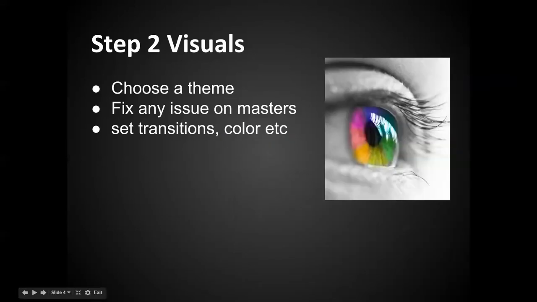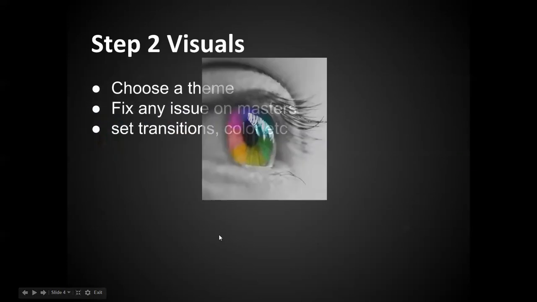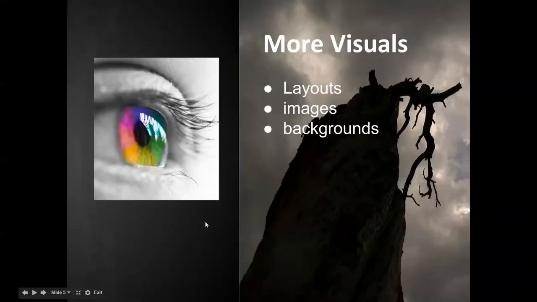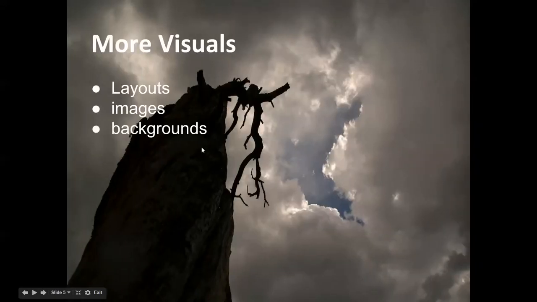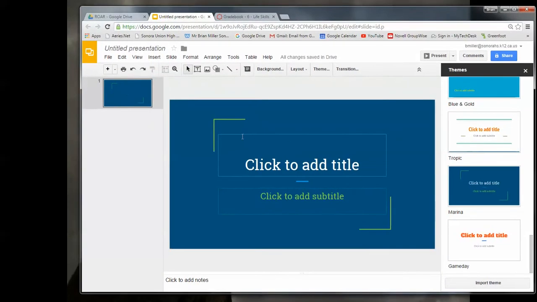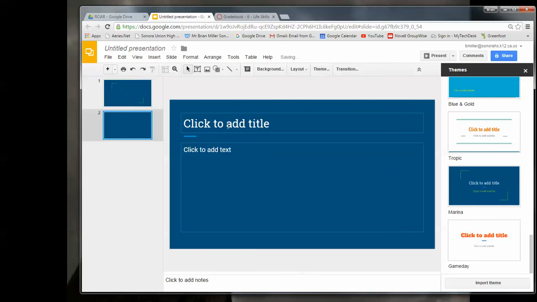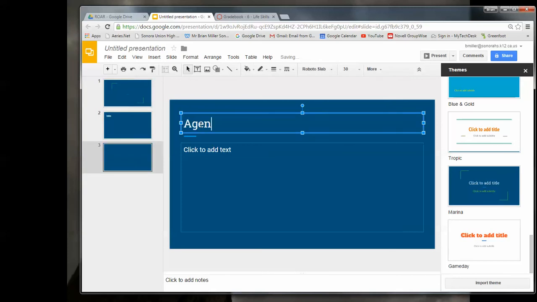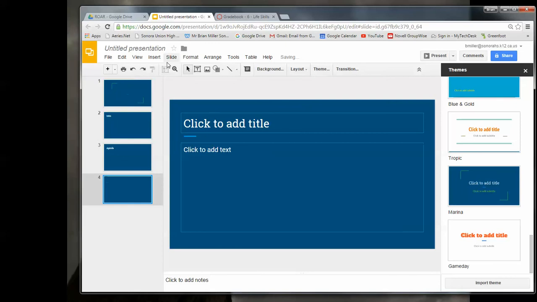So if you want to add pictures, you can, but I think I'm going to talk about that in the next slide. Okay, so more visuals: layouts, images, and backgrounds. On the next slide, we're going to add a slide, and this is going to be the introduction. Then we're going to add another slide, and this is going to be the agenda. Then we're going to add another slide, and you're going to start talking about the person. You're going to probably want to change the background.